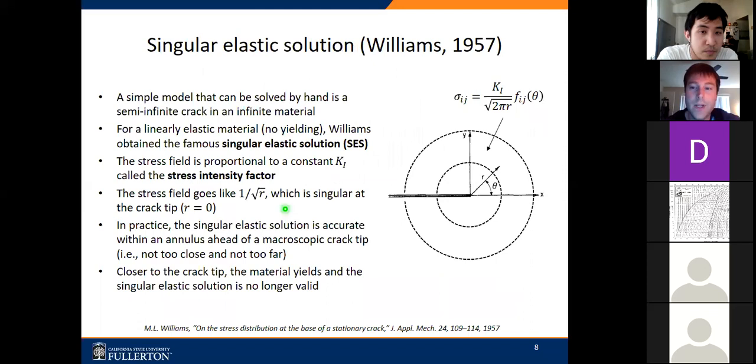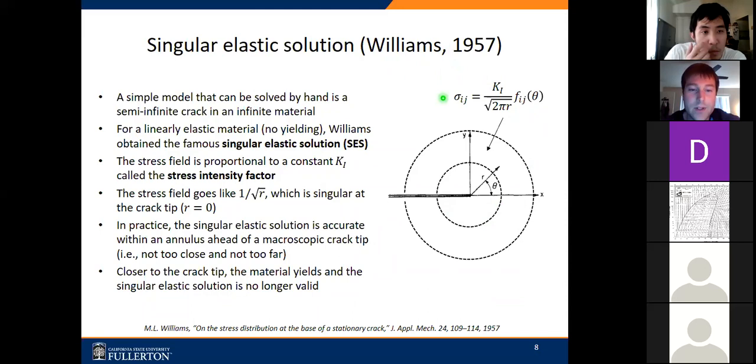So I'm going to present just a little bit of background about the work that's been done to characterize the stress field in front of a crack tip. And then I'll show you some of my results that I've obtained. So back in 1957, Williams decided to analyze a semi-infinite crack in an infinite material. So the material is infinite and the crack occupies the negative x-axis, basically. And Williams solved the governing equations of elasticity for this problem, subject to a remotely applied stress field, and obtained what's called the singular elastic solution.